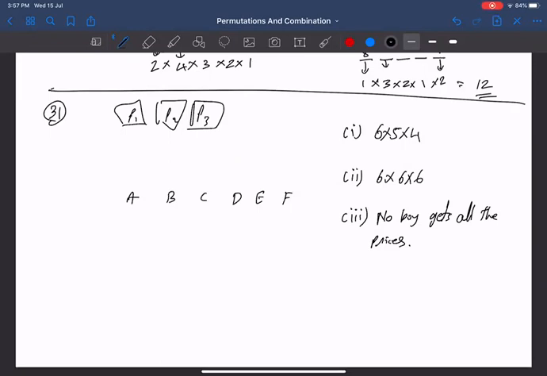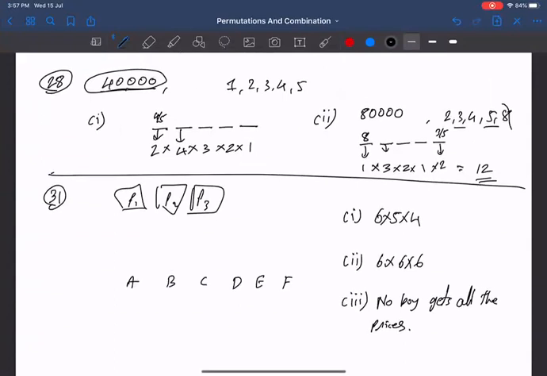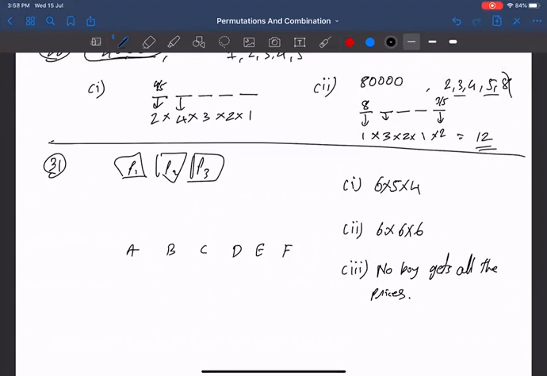So wouldn't it be 3 minus 1? Tell me, how do we go about it? No boy gets all the prizes, with the opposite of that being one boy gets all prizes. So it is all possibilities minus the possibilities where one boy gets all 3 prizes. Very good, this is right. Who is this boy? Ayush. Ayush aaya hai, right bol raha hai. He is saying no boy gets all the prizes is exactly the opposite of a particular boy gets all the prizes, so all possibilities minus that.